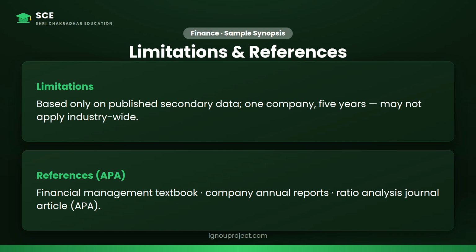And finally, the references. List 3 to 5 sources in APA format. For example, a financial management textbook, the company's annual reports, and a journal article on ratio analysis. That completes a full finance synopsis. Notice how it leaned on secondary data and ratio tools instead of a survey. Replace the company and the ratios with your own focus, and you have an approval-ready finance synopsis. Next, we build an operation sample.